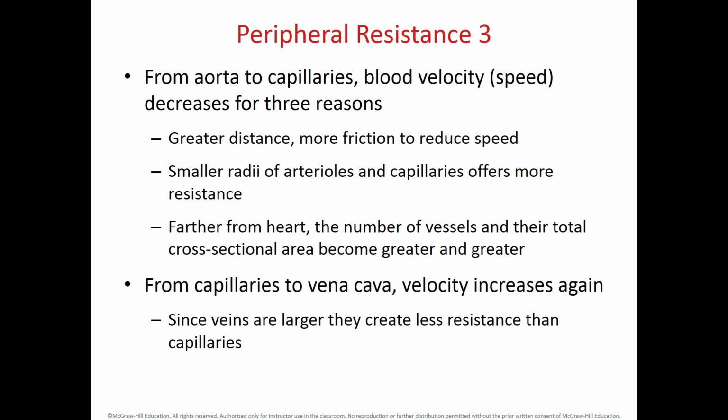And also, the third reason why the blood flow decreases from the aorta into the capillaries is because when you are farther away from the heart, you have a greater number of blood vessels that forms a greater cross-sectional area with a greater resistance. And then when you move back from the capillaries into the largest veins, like the vena cava, you will have the corresponding increase in the blood flow because the larger veins will provide less resistance or less friction than the capillaries.